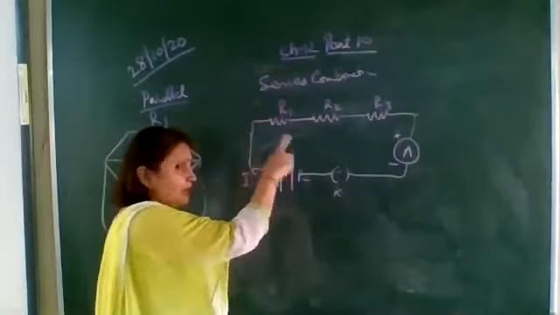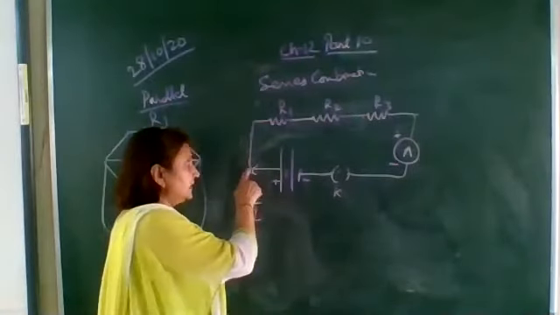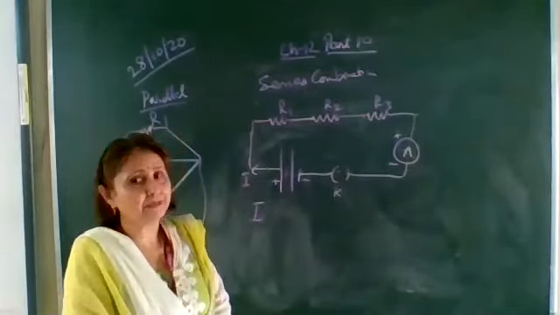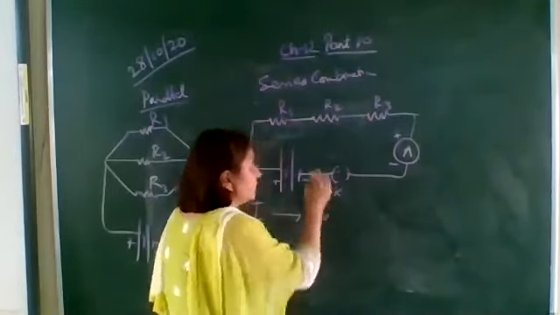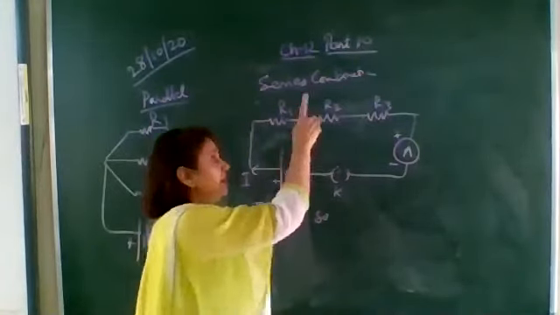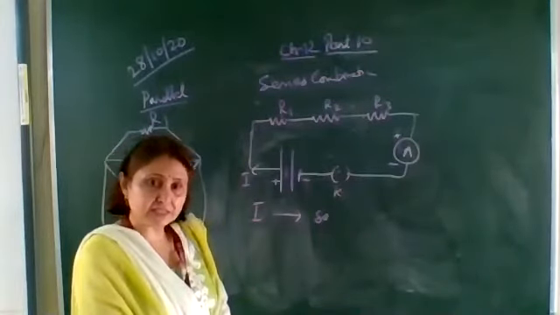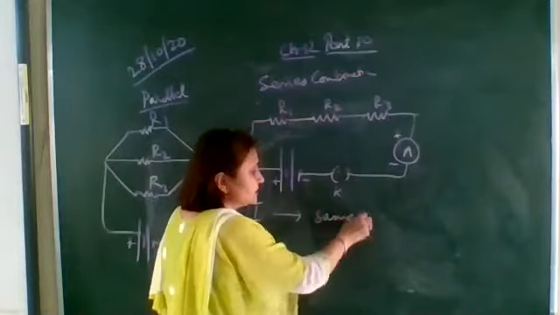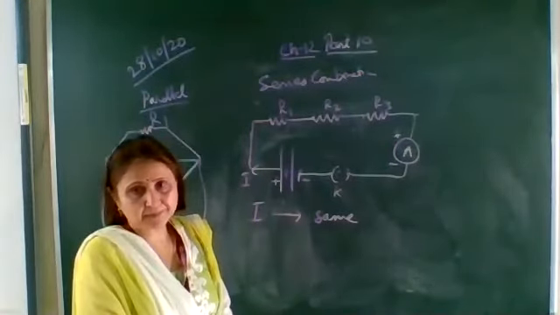So what can you conclude from this activity, from this experiment? That the current flowing through each of the resistors in the series combination is the same. Because when we connect the ammeter here, here or here, the ammeter reading is the same. That is, the current flowing through each resistor is the same.